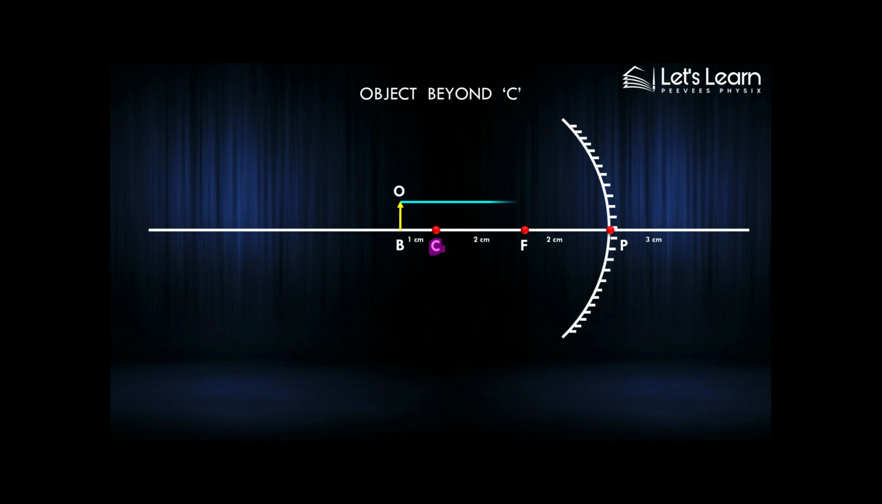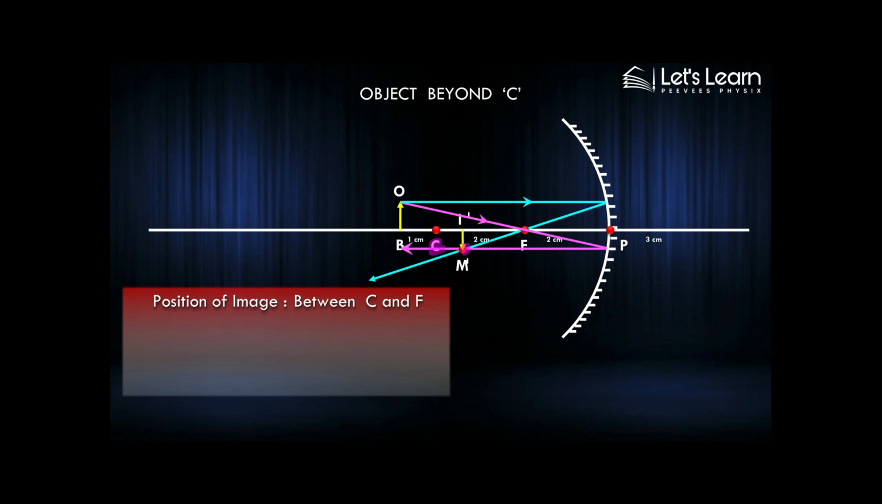Rule number 1, draw a parallel ray and it passes through the principal focus after reflection. Another ray, your choice. Let me draw a ray through focal point. It becomes parallel to the principal axis after reflection. And where do they meet? They meet at this point where you get the image. I label the image as IM. So what you see here, the position of the image is between C and F. When you keep the object beyond C, the image is formed between C and F.